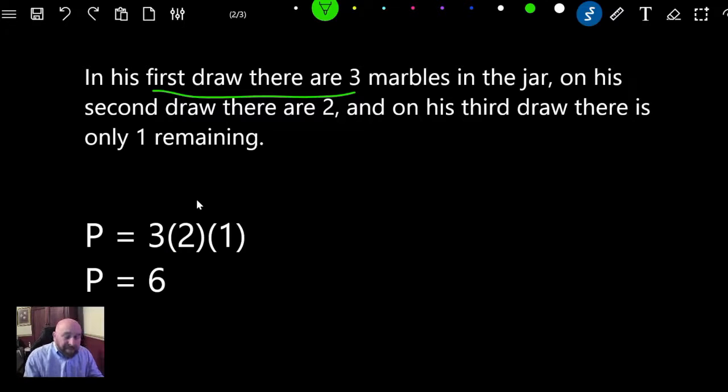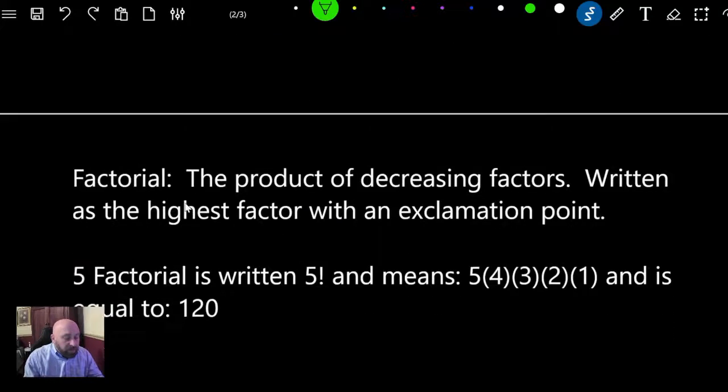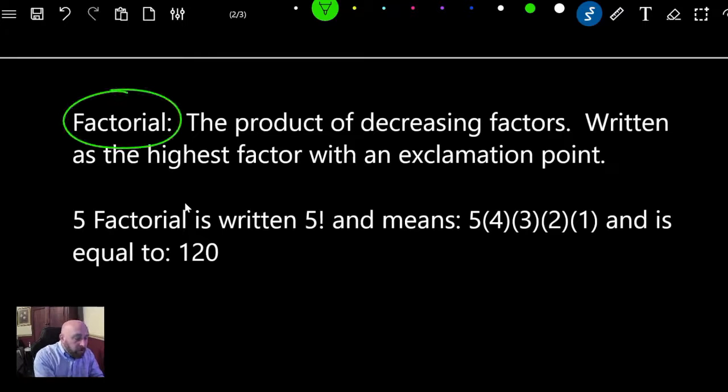Now, there is a unique and special way that we can write this. This has a name, and you probably haven't learned this name yet. This may be the first time that you learn this. Look down there. The word is factorial. The product of decreasing factors written as the highest factor with an exclamation point.